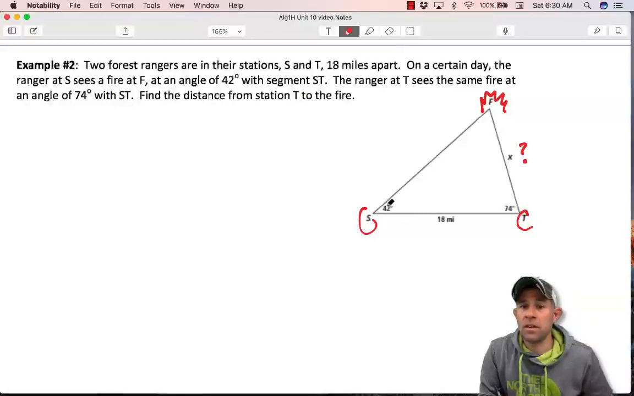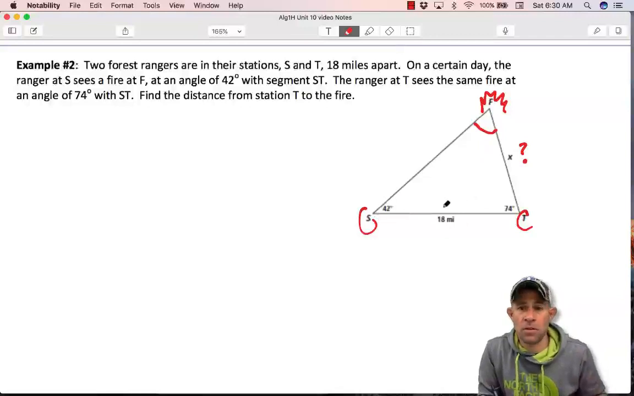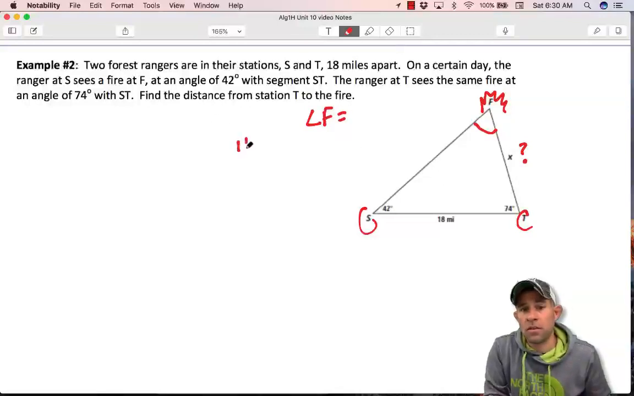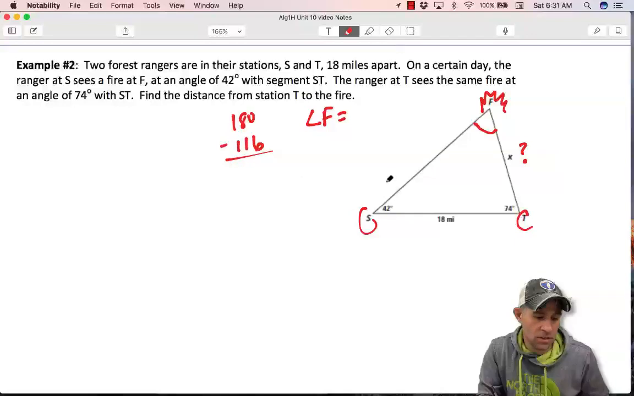So we have this idea of angle, side, angle. However, we're missing this angle up here at F. Now, keep in mind from geometry, the three angles of a triangle add up to equal 180. So we can find the measure of angle F simply by adding 42 and 74. That's going to give us 116, and taking that away from 180 to get that remaining amount. When we do that, you should end up with 64, I believe. There you go, 64 degrees. Now we can set up the law of sines.